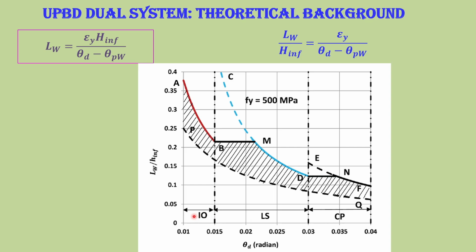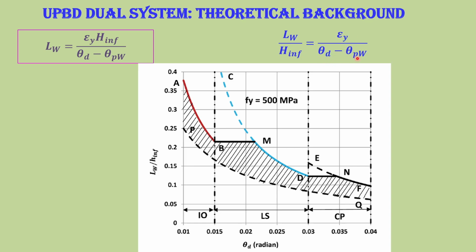Okay, so this is some suggestion we take from the documents and some intuition we apply to categorize these divisions of the drifts for different performance levels. Okay, now we put here in this equation epsilon y is Fy by Es, the yield strength of the steel divided by the modulus of elasticity of the steel.